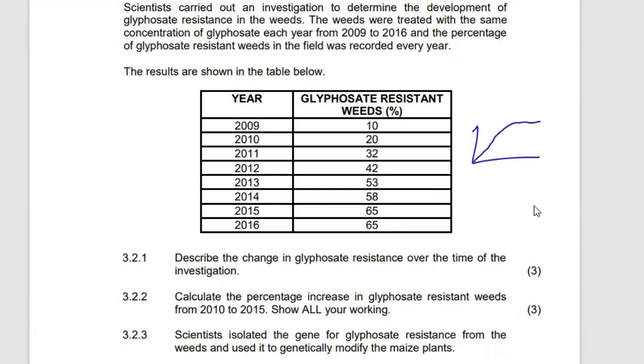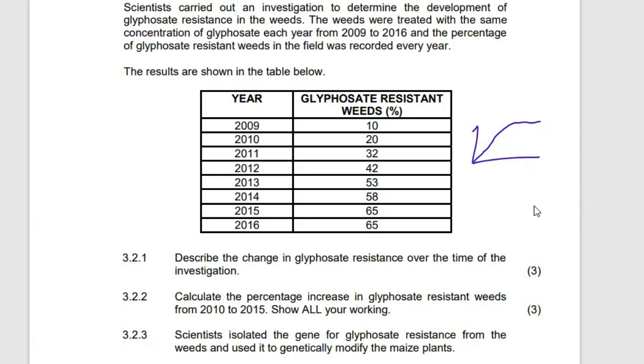So there is an increase from 2009 to 2015. There is a steady increase, yes, in the resistance of the weed to the herbicide, and then it remained constant between 2015 and 2016. So it remained constant. So when you say description, you tell us what you see. Don't give us the reason why there is that increase.